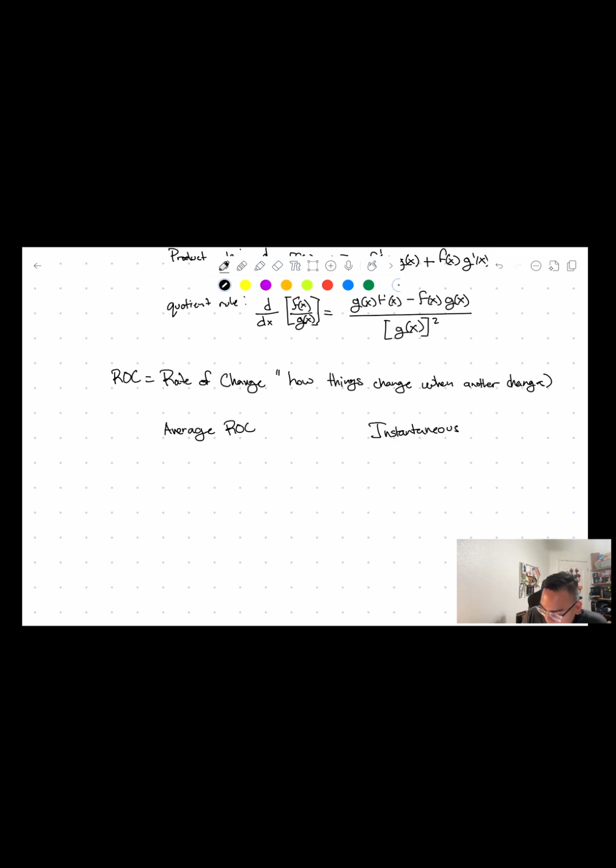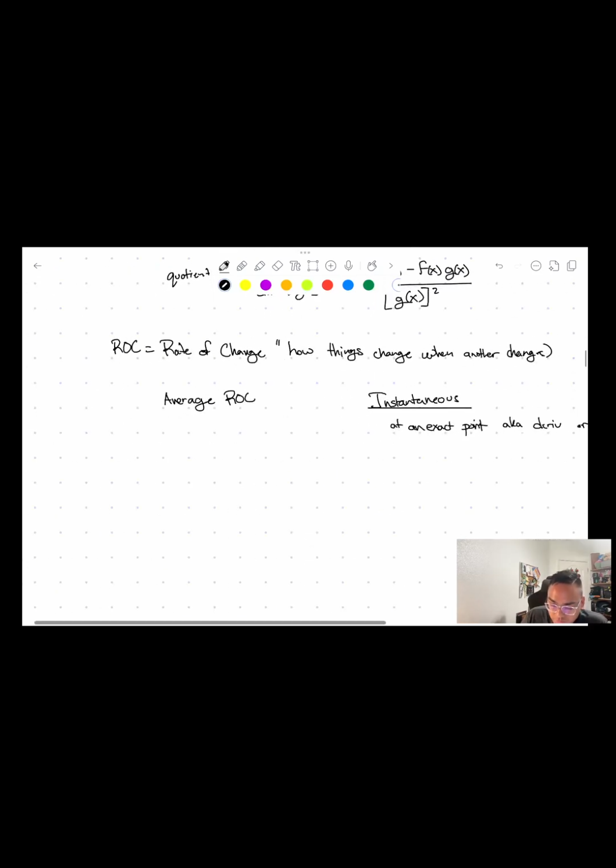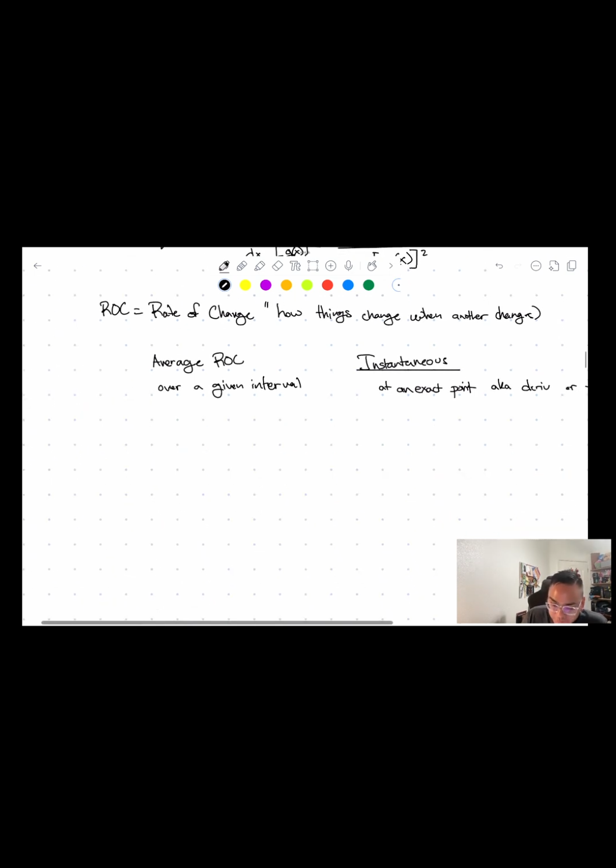So whenever we think of instantaneous, you can think of it at an exact point, aka the derivative, or the tangent line with respect to a point. The average rate is just over a given interval.